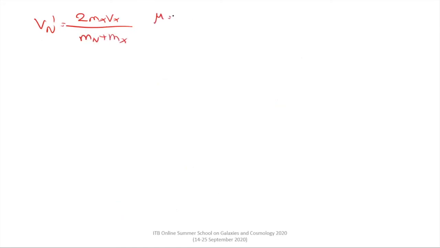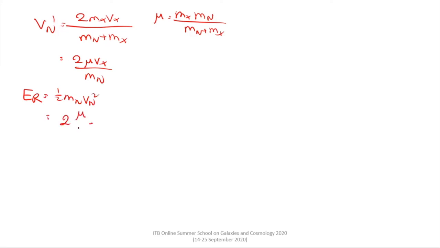If you divide by the reduced mass, so the reduced mass mu is m chi mn over mn plus m chi, the usual story. I got blocked here by this Zoom thing, so I'll just put it slightly down here. Then you would get vn prime equal to 2 mu v chi over mn. So we have a relation between the initial velocity of dark matter and the final velocity of the recoiled nucleus. But we want to know the recoil energy of the nucleus. It's just 1/2 mn vn squared. You just plug this in and you end up with 2 mu squared v chi squared over mn.